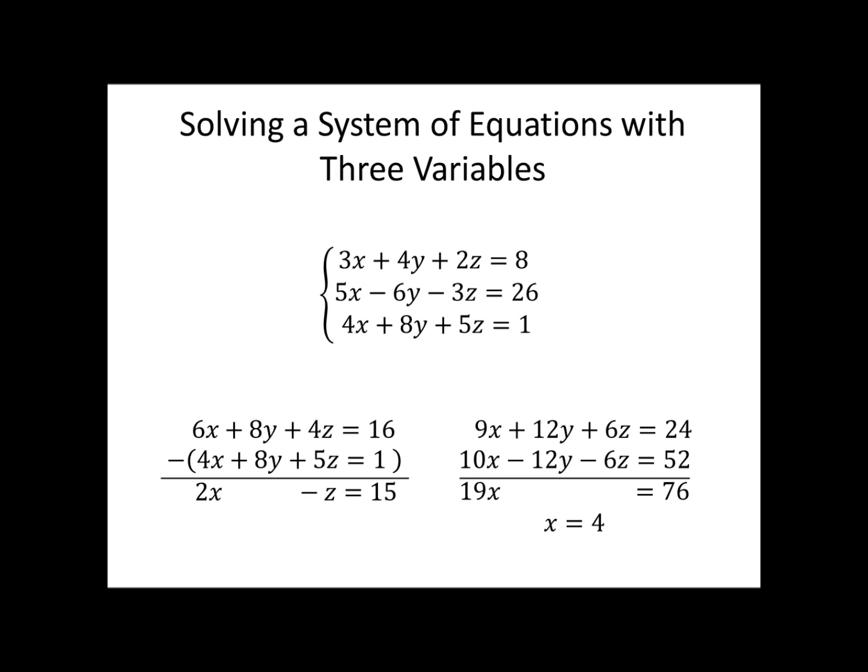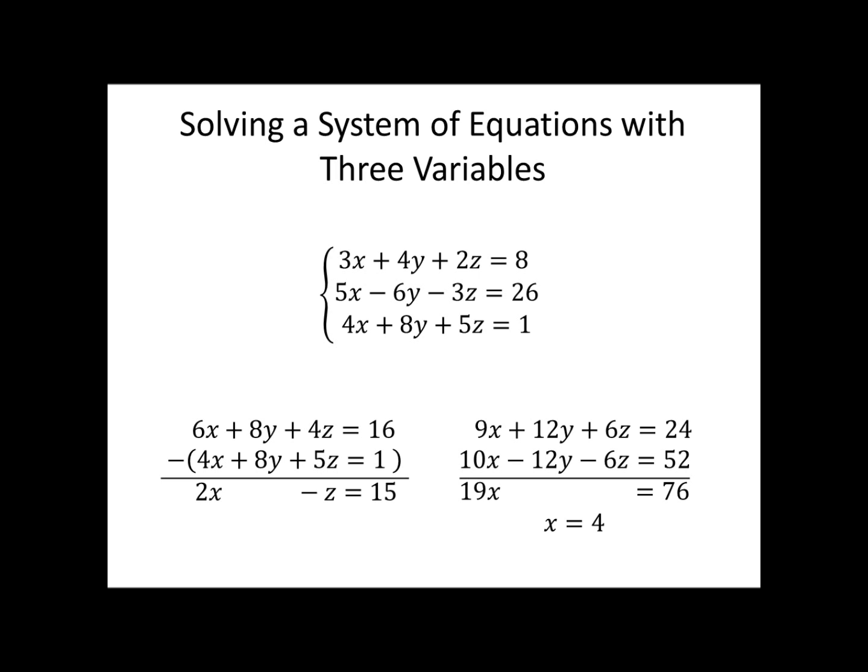So what I'm going to do is triple the top equation and double the middle equation, because that's going to make my y's a 12y and a negative 12y. So I have 9x plus 12y plus 6z equals 24. That's triple the top equation. 10x minus 12y minus 6z equals 52. That's double the second equation. Now, when I add, whoa, something really magical happens. If I had done this first, I would have found x right away.